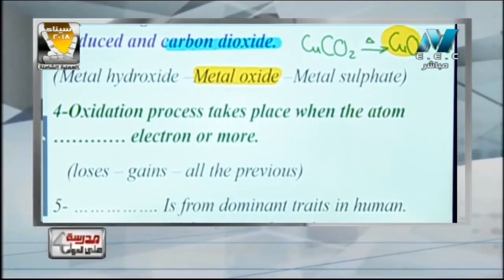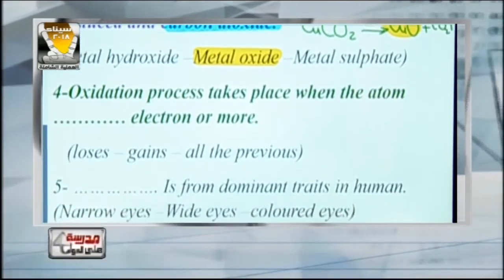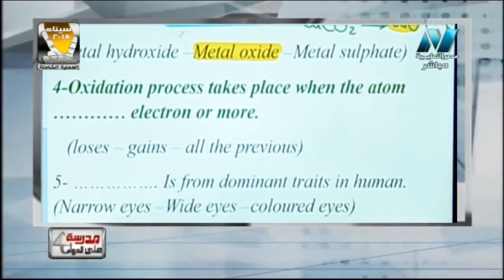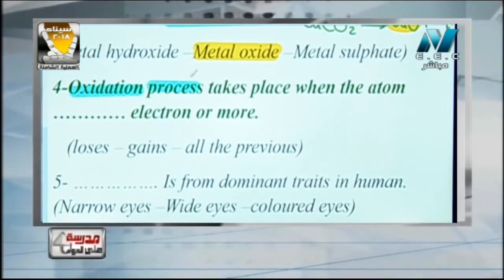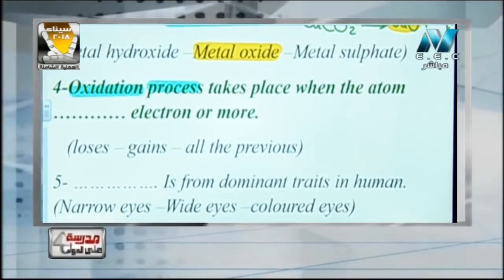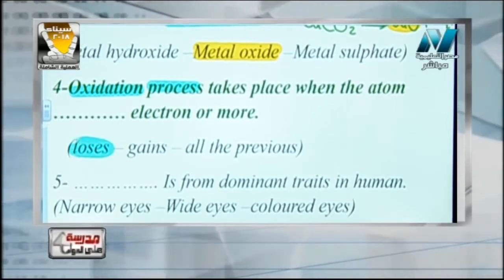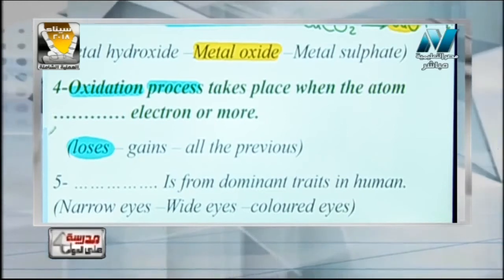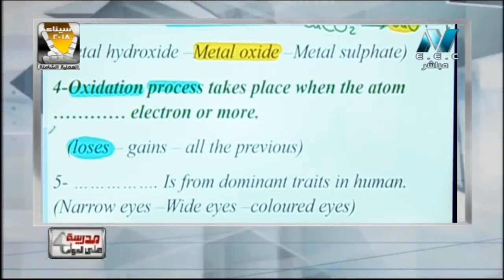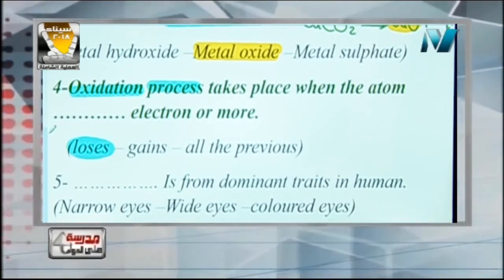Number 4: oxidation process takes place when the atom loses one electron or more. So here we talk about the oxidation process. Oxidation takes place if the atom loses one electron or more during the chemical reaction, and the opposite is reduction, if the atom gains one electron or more.